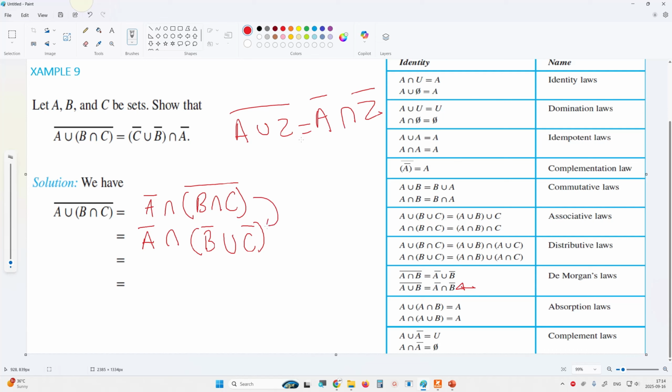So from here, I'm just going to look at Z, replace Z with this B intersection C, and then I'm just going to do De Morgan's law again and apply it to it. If I look only at this, just take it separately, this is going to be equivalent to what? Well, the complement of B union the complement of C, which is what I did here. Is that okay?